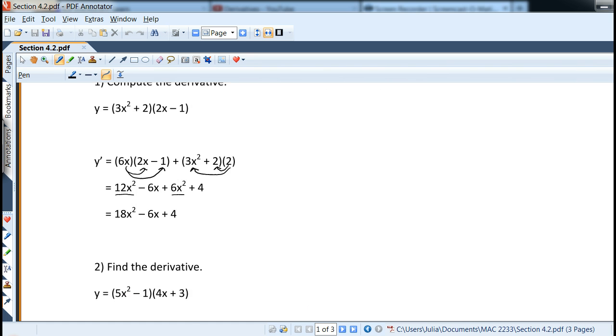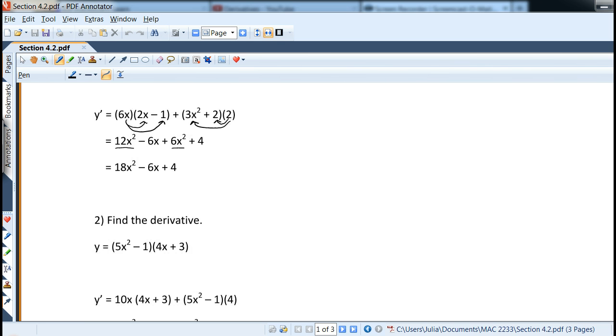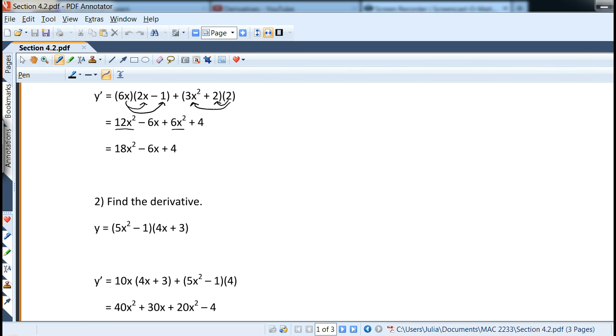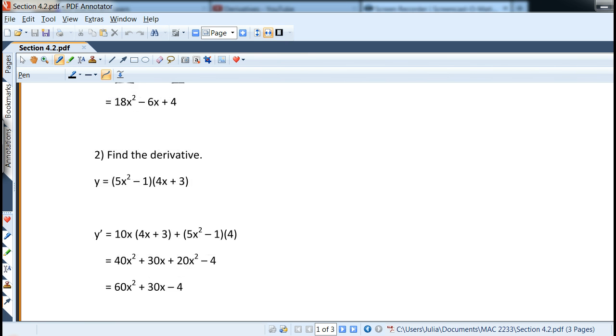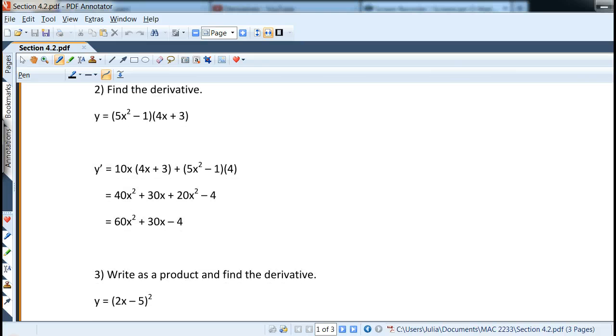Okay, same idea here. 5x squared minus 1 times 4x plus 3. How would we take the derivative? You can pause the video and try to work this out if you haven't already. How do we do this? The derivative of the first function, 5x squared, will give us 10x. We keep the 4x plus 3, plus we keep the 5x squared minus 1, and the derivative of 4x plus 3 is just 4. And then we distribute very much the same way and collect like terms, and that's how we'll get the final answer.